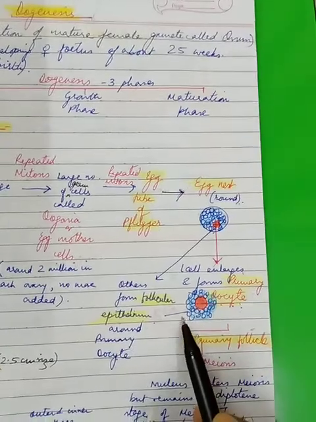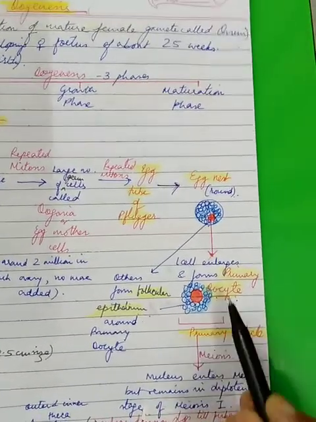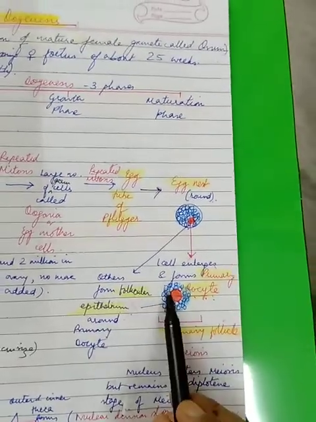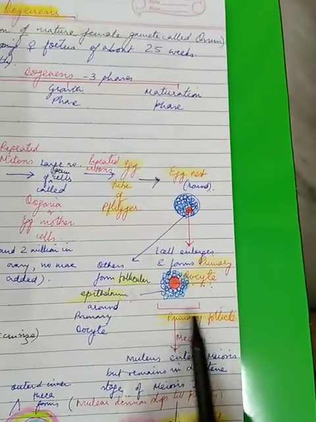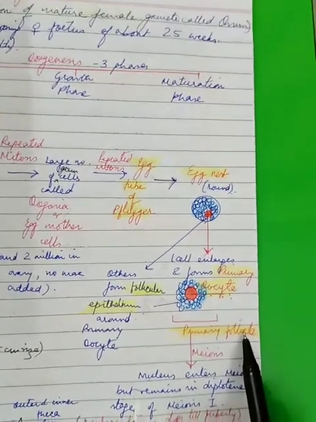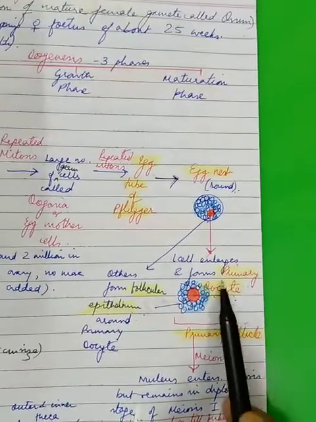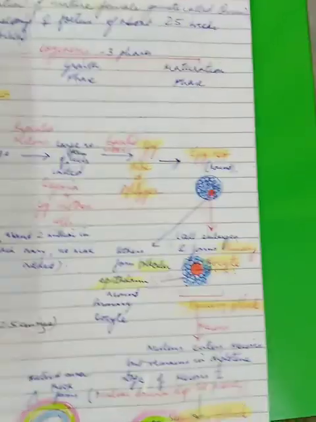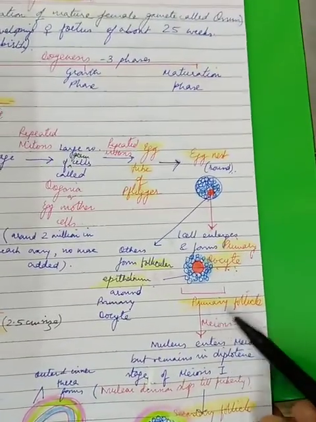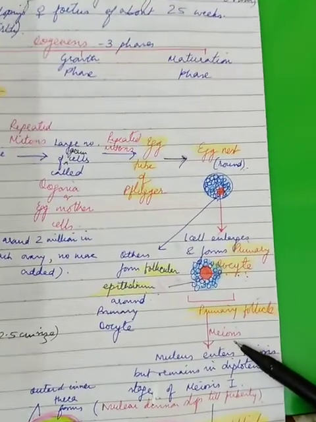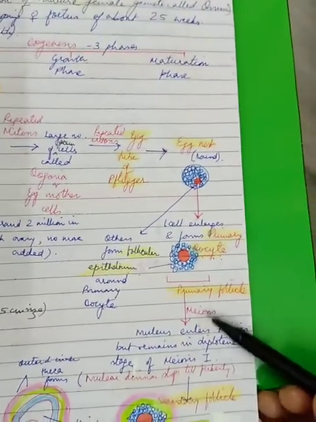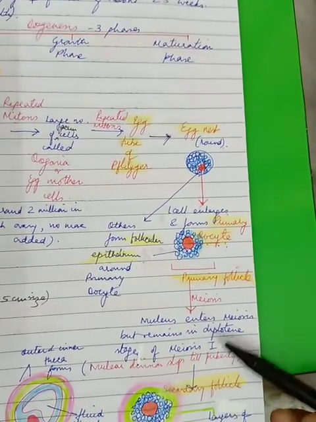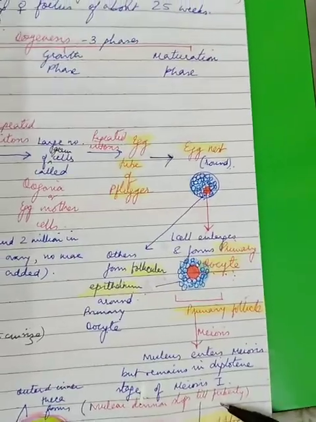Now, this entire assembly, that means the structure of primary oocyte along with the follicular cells, is called primary follicle. Alright, so the primary follicle is this entire thing, egg surrounded by the follicular epithelium. Now, what happens is that this primary follicle undergoes meiosis, right? And the nucleus enters meiosis but remains in the diplotene stage of meiosis 1.